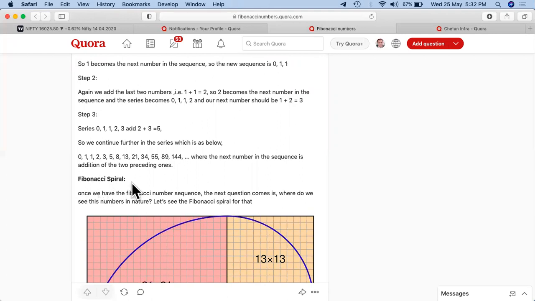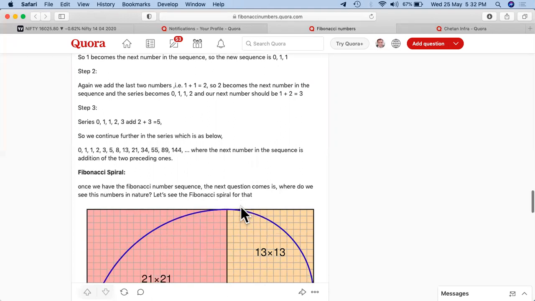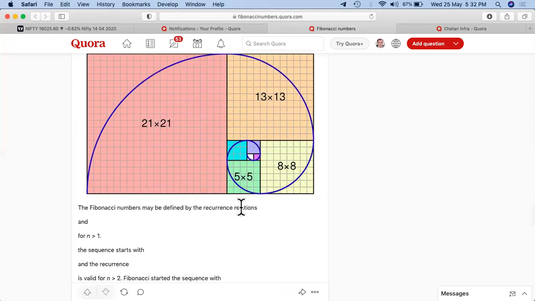Now what is a Fibonacci spiral? Once we have the Fibonacci number sequence, the next question is, where do we use these numbers in nature? Let's see the Fibonacci spiral for that. Now, what is a Fibonacci spiral?